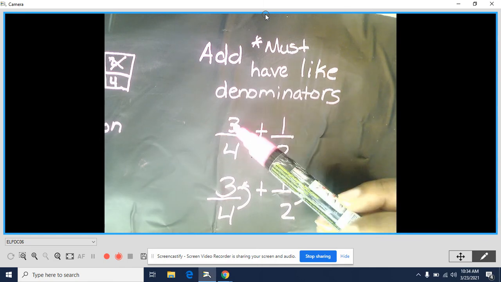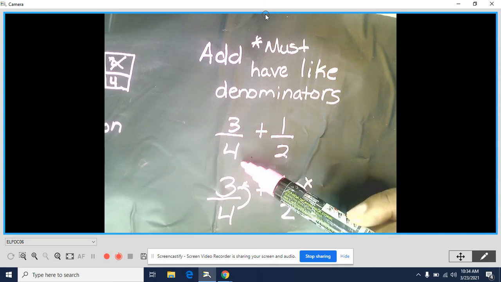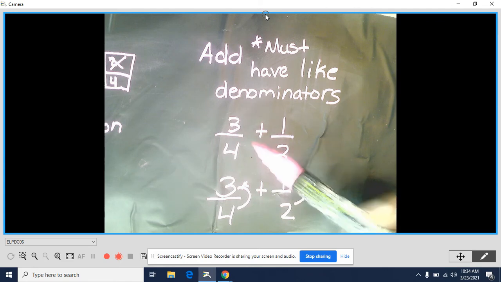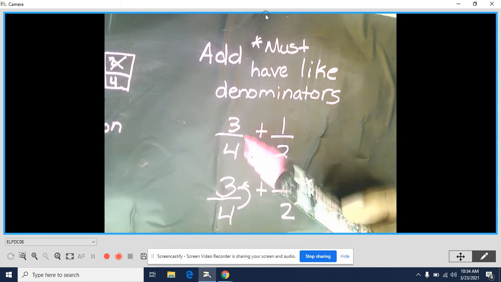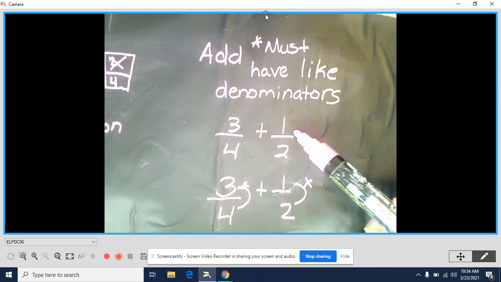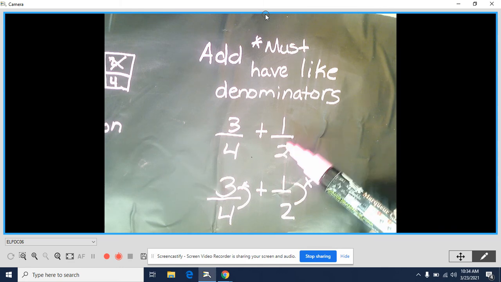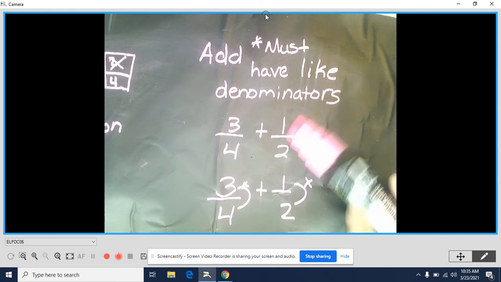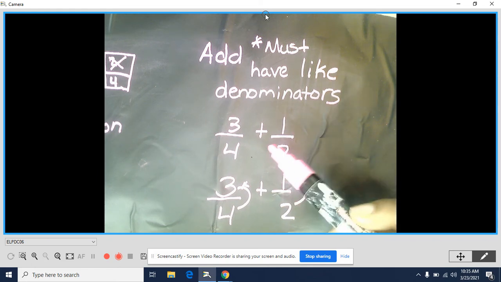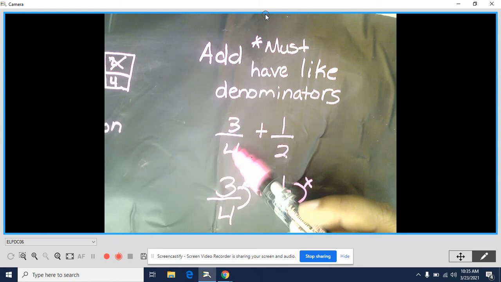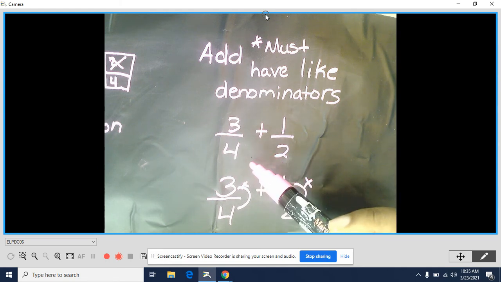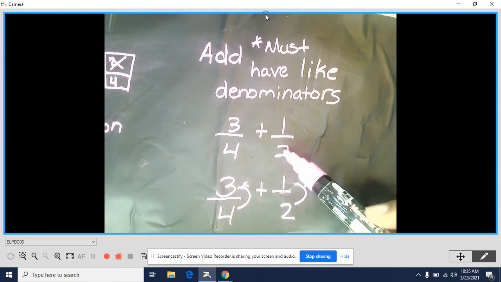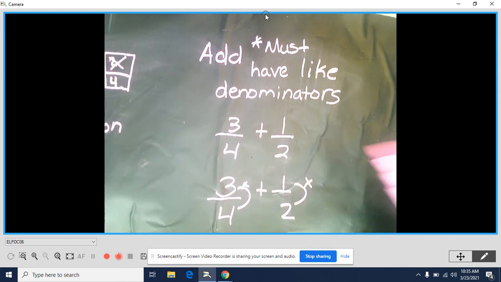So when I look at this particular problem, 3/4. That's not 3 plus 4. Miss Roundtree's talking too quick. 3/4 plus 1/2. When I look at this, they have different denominators. And so, in order for me to add these two fractions together, I've got to make the denominators the same. They have to have like denominators. Ding, ding, ding. This means I must make an equivalent fraction.